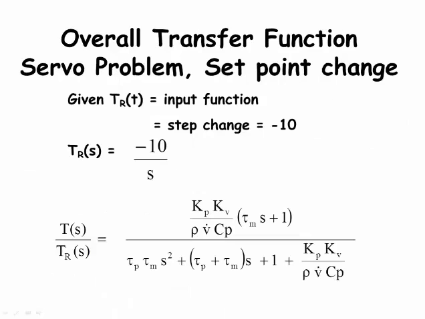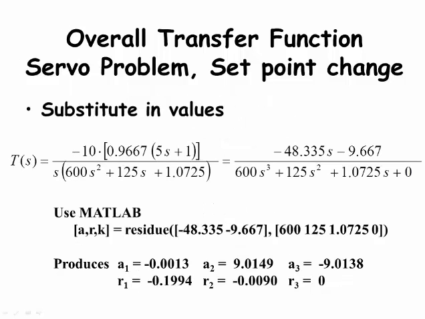For our servo problem, we will assume that the set point has changed by a step change of magnitude minus 10 degrees. The transfer function for Tr is minus 10 over s. Now we can substitute minus 10 over s for Tr in our servo problem transfer function. The course packet lists the other data we need. After we insert all the values, we get the servo problem transfer function shown.